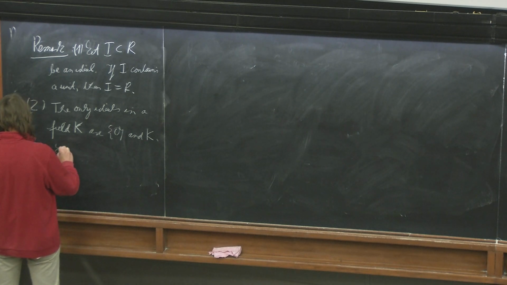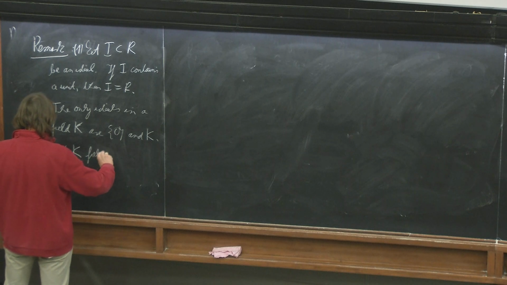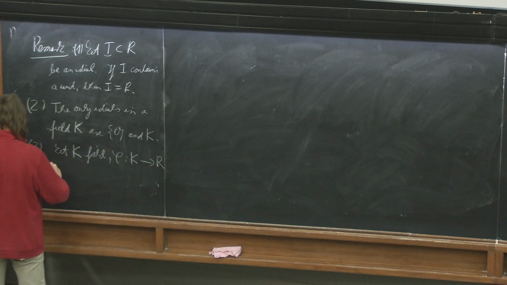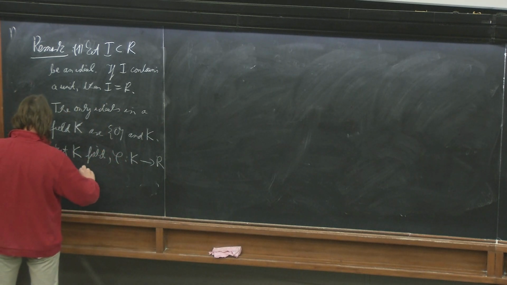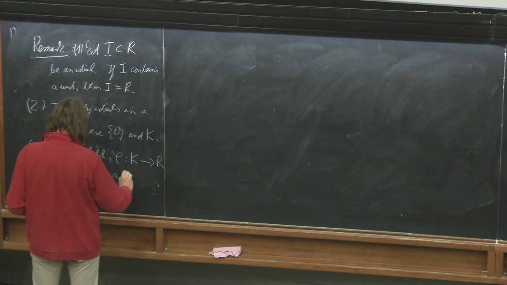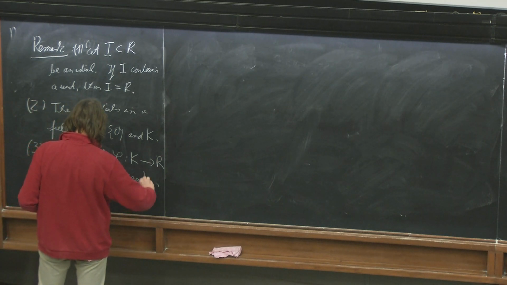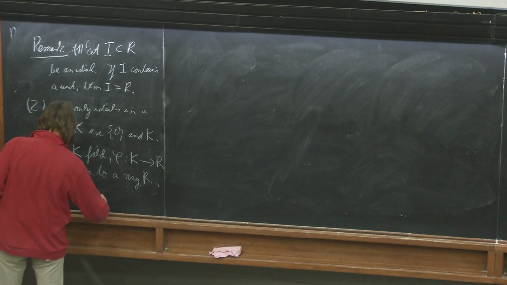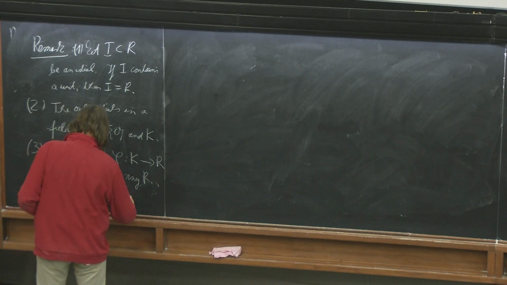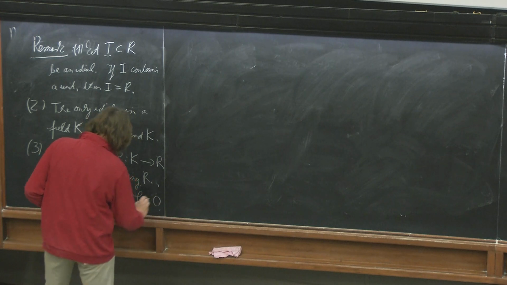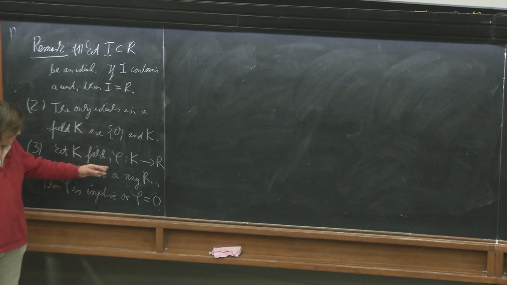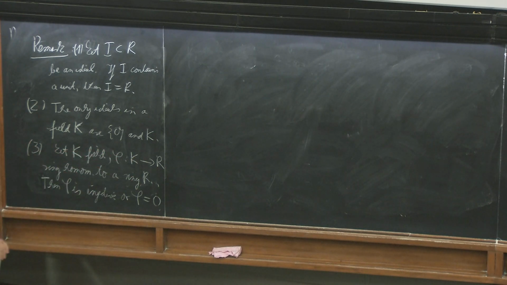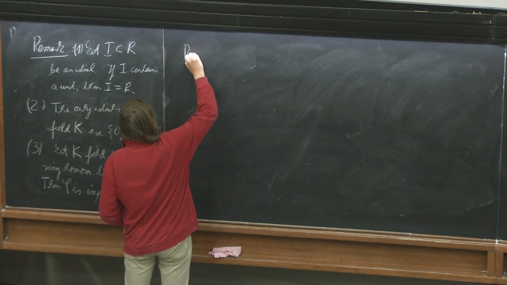So let K be a field, and let phi from K to R be a ring homomorphism to a ring R. Then phi is injective or phi is equal to 0. That phi is equal to 0 obviously means that it maps every single element of K to 0 in R. Okay, and this is a quite simple remark.